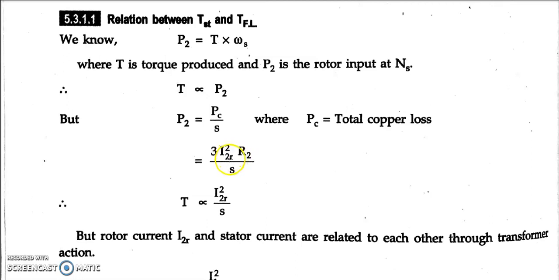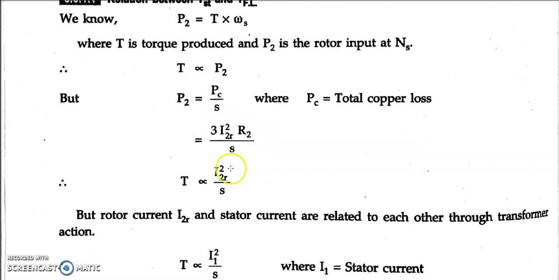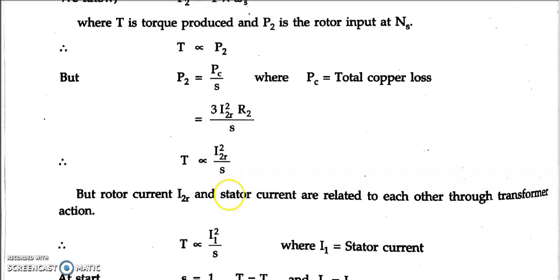And again, why are we using I2 square R and not I2 alone? The reason is that it is in the running condition, so I need to consider I2 square R and not I2 alone. So again S comes here. And 3 and R2 are constants, so I can remove them. So torque is proportional to I2 square R2 by S.